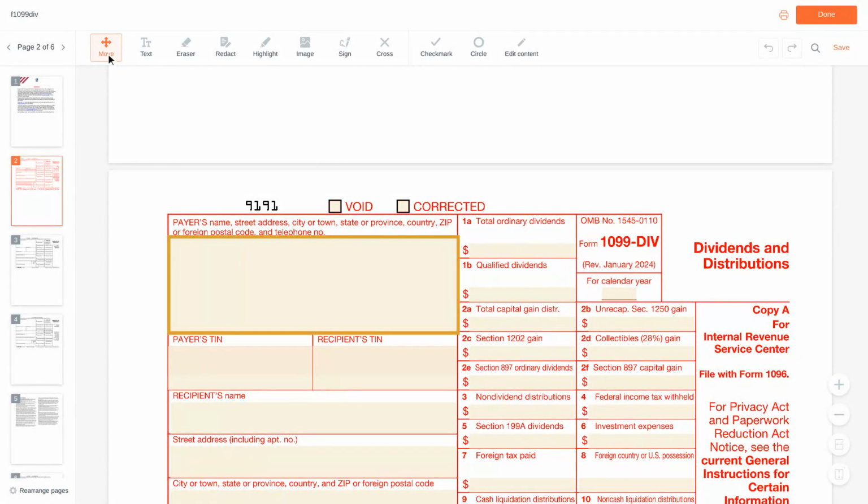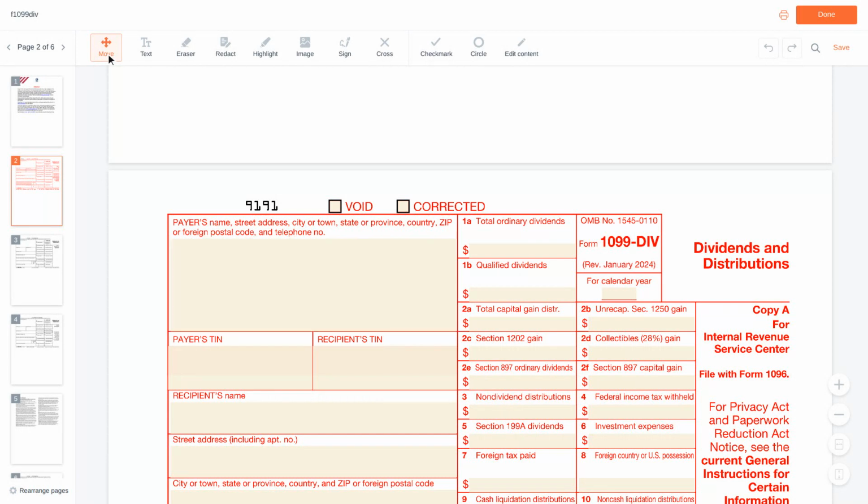IRS Form 1099-DIV is the Dividends and Distributions Form. Corporations, mutual funds, and other investment vehicles send this form when they pay you $10 or more in dividends or distributions during the year. It is also sent if any federal income tax was withheld or if you received foreign tax credits. You use the information from Form 1099-DIV to complete Schedule B and, if applicable, Form 1116 for foreign tax credits.